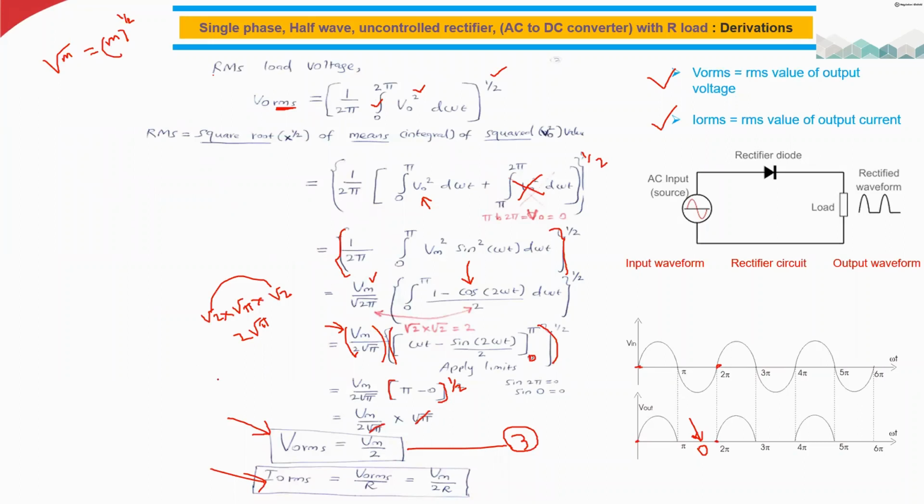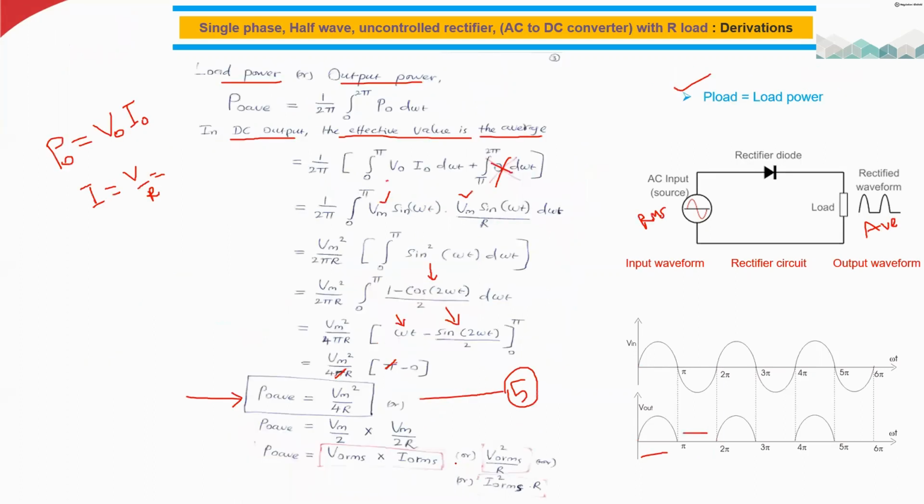So we have already derived VO RMS. Remember, we have derived VO RMS, IO RMS, right? If you multiply VO RMS and IO RMS, you will get PO, the RMS power. We know P is equal to VI. So if you apply V equal to Vm by 2 and I equal to Vm divided by 2R, then you will get Vm square divided by 4R, right?